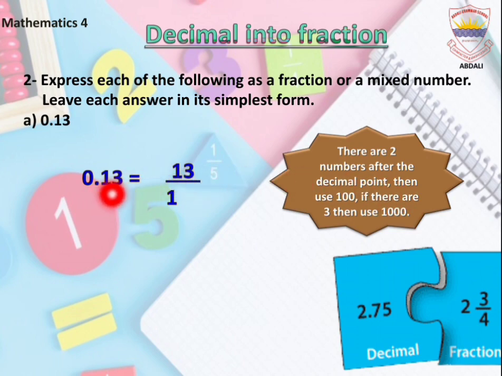What do we do now? If there are two numbers after the decimal point, then we use 100. If there are 3, then we use 1000. Students, after the decimal point there are 2 digits, 1 and 3. So we write 100 in the denominator place. 0.13 in fraction form is 13 by 100.